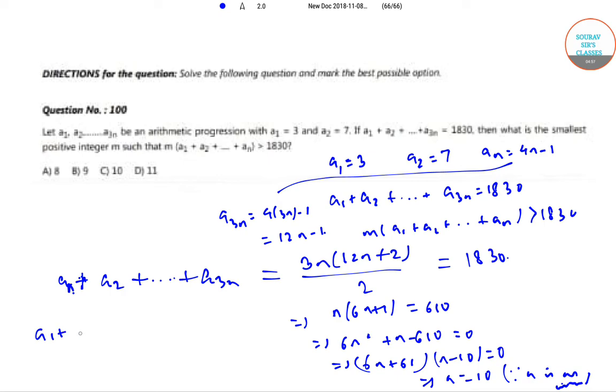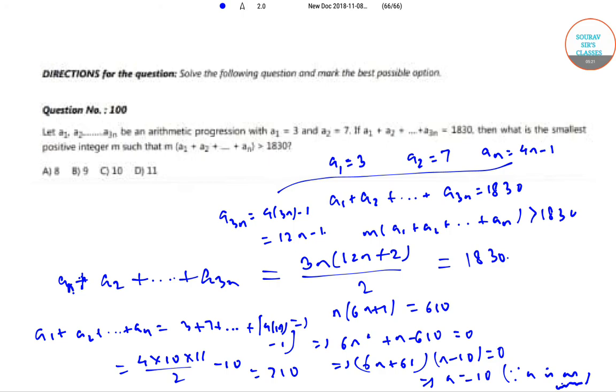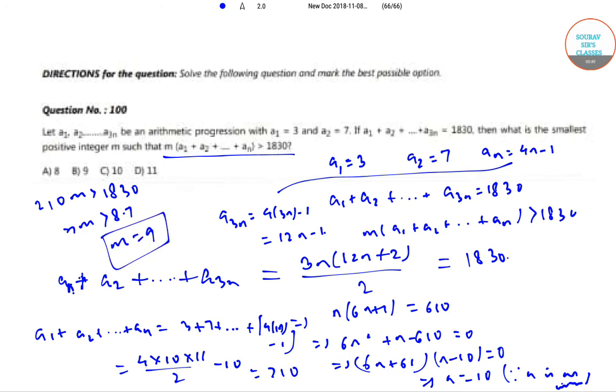So a1 plus a2 up to an is equal to 3 plus 7 and so on up to 4 into 10 minus 1, is equal to 4 into 10 into 11 by 2 minus 10, which gives us 210. Now, according to the question, using this, 210 into m greater than 1830, or m greater than 8.7. So the minimum integral value of m is equal to 9. It is option B.